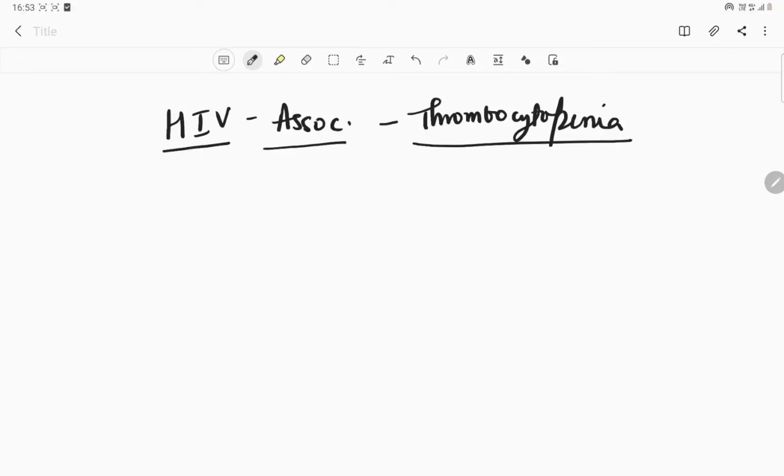Everyone. Today we're going to discuss a topic: HIV associated thrombocytopenia. The term thrombocytopenia is, by definition, a low platelet count in the body.